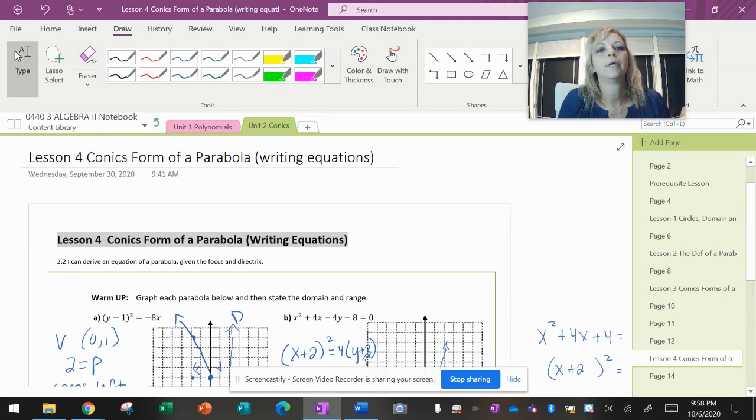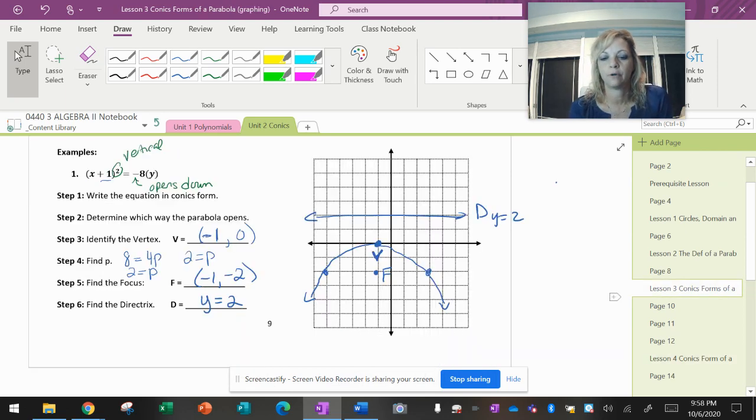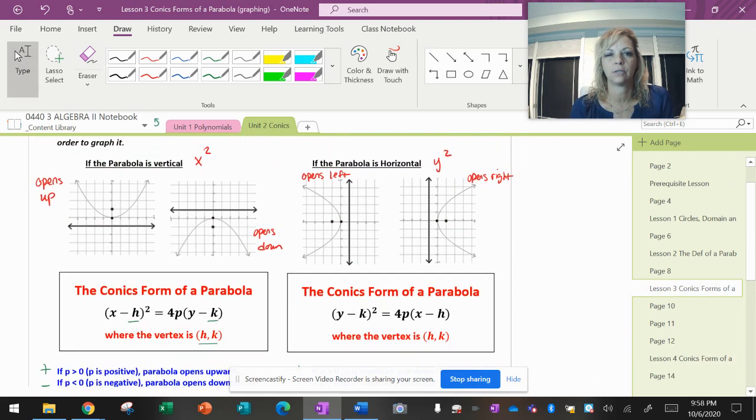Hello, ladies and gentlemen. We are doing lesson 4 today, conic form of a parabola, writing equations. I already did the warm-up, so I'm going to push it aside for a minute, because what I want you to do in a second is to do that warm-up without me.